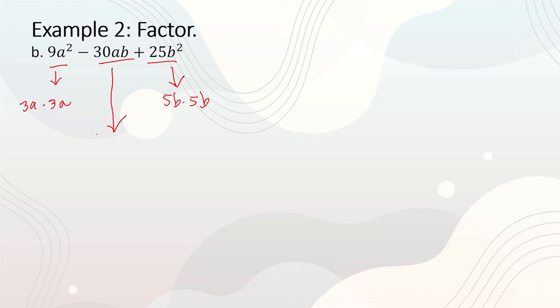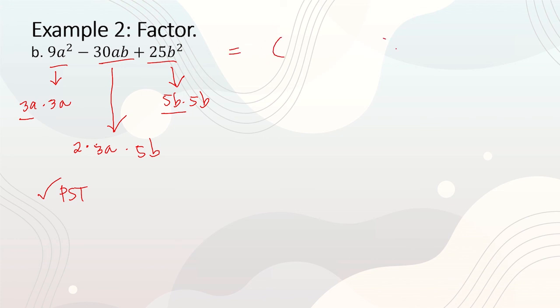And our expectation in our second term, it must be the product of 2 times the square root of the first term, 3a, times the square root of the third term, 5b. So 2 times 3, 6, 6 times 5, 30. Then a times b, ab, so 30ab. So therefore, you can factor it out using PST.